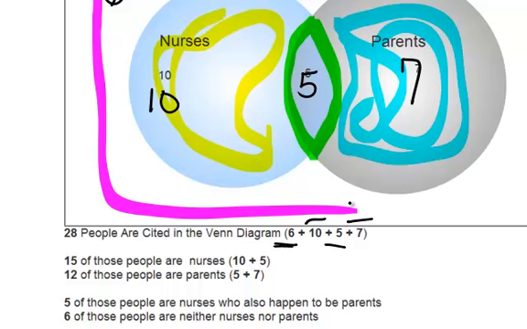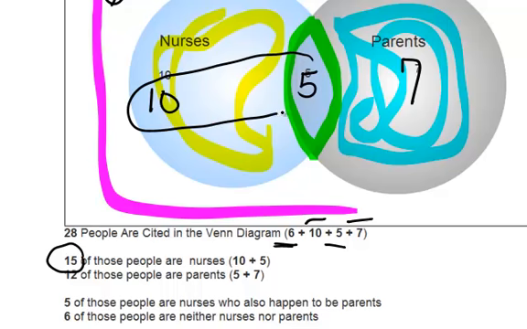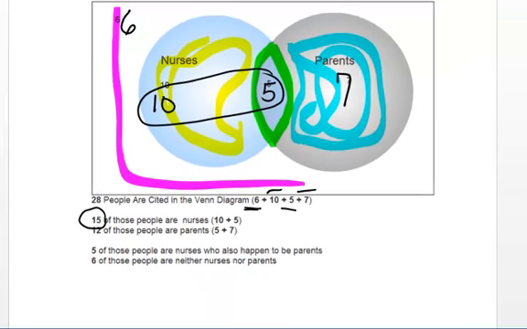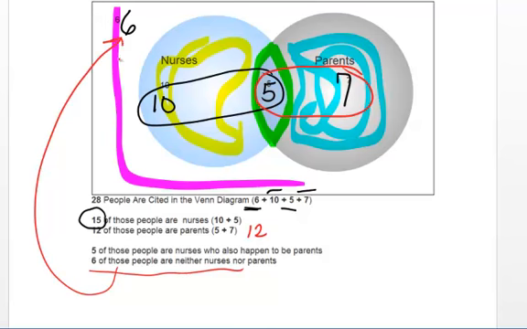In the entire diagram, I have 15 people who are nurses because I've got to include both groups, the nurses only and the parent nurses. I have 15 nurses altogether. I have 12 people who are parents. I didn't say parents only. 12 people who are parents because I've got the 7 parents there and the 5 extra parents who are also nurses. I've got 6 people in the diagram, as I said earlier, who are neither nurses nor parents, and they're the ones outside the circles. Basically, you need to understand the concept of this diagram in order to successfully do the exercises.